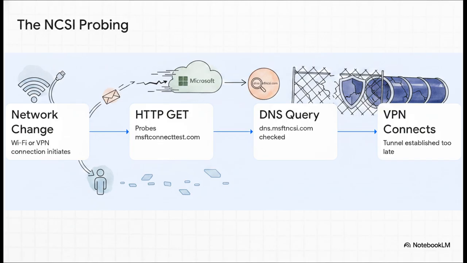But here is the fatal flaw for your privacy. These probes fire the absolute second the network changes, which means they happen before your VPN tunnel has time to actually establish itself. So your machine has literally just handed your raw, naked IP address straight to Microsoft. Your VPN? It showed up way too late to the party.